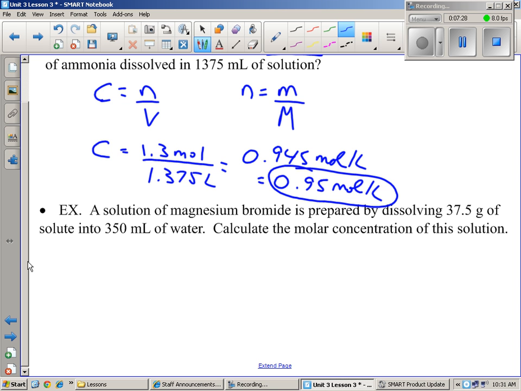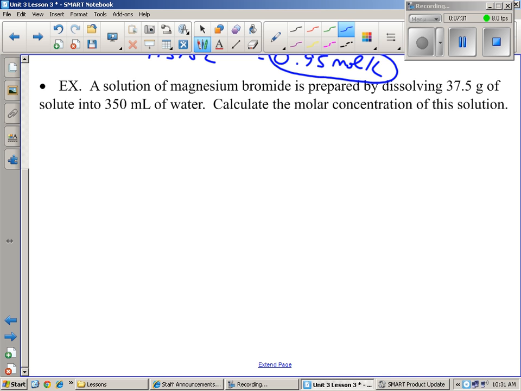Okay? Next one here says we have 37.5 grams of solute, and they tell us that solute happens to be magnesium bromide. Magnesium is a 2+, bromide is a 1-. It's an ionic compound, so we need to swap, drop, and reduce: MgBr2. We have 37.5 grams. We're going to put it into 350 milliliters of water. What's the molar concentration?